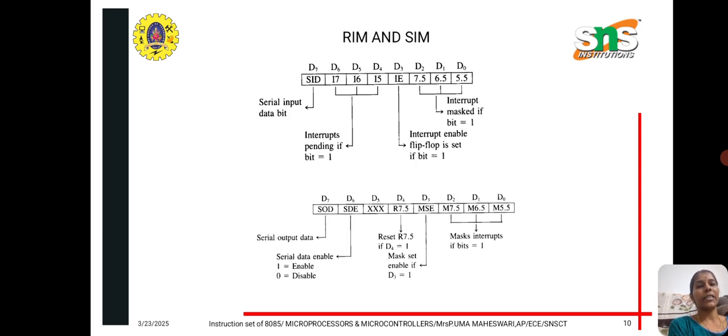RIM and SIM: read interrupt masks, bits D0 to D2. The interrupt enable flip-flop is set, that is IE, interrupt enable, along with I5, I6 and I7. SID is the serial input data bit, and the next one is serial output data.